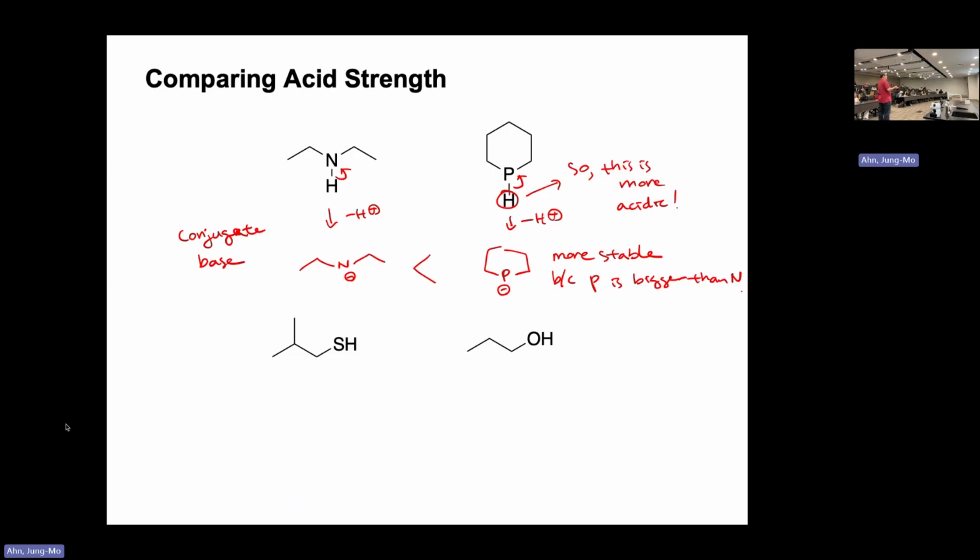This is another example here. We have a sulfur having a hydrogen and an oxygen having a hydrogen. That's the molecule that will give the proton. To talk about the acidity, we'll talk about the conjugate bases, the deprotonated forms. When the proton goes away, the remaining molecule is negatively charged. The sulfur anion is the conjugate base of this one. Oxygen losing a proton gives an oxy anion, the conjugate base of the other one. So let's talk about which is more stable.